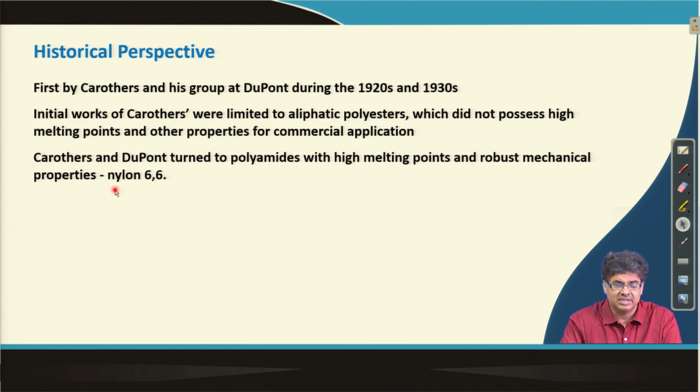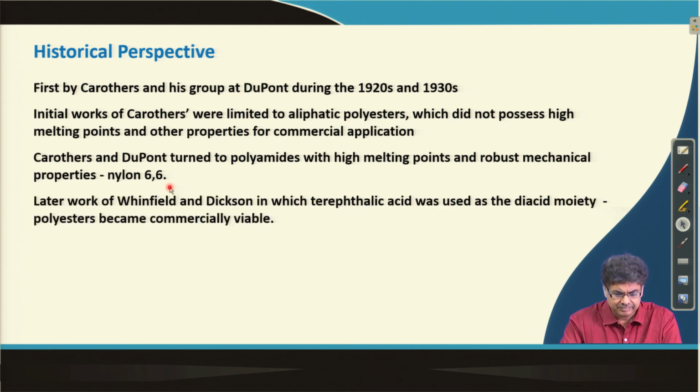And the first useful synthetic polyamide was nylon 6,6, which began the polymer age in that time. Later work by Winfield and Dickson, when they used terephthalic acid instead of isophthalic acid as the diacid moiety, they could synthesize PET, polyethylene terephthalate polyester, which became commercially viable.